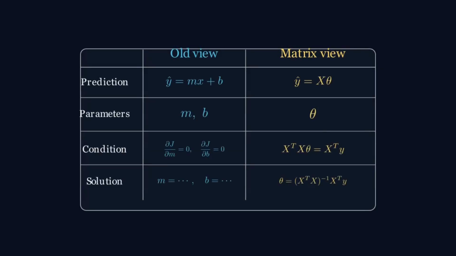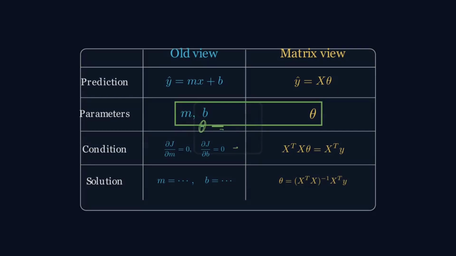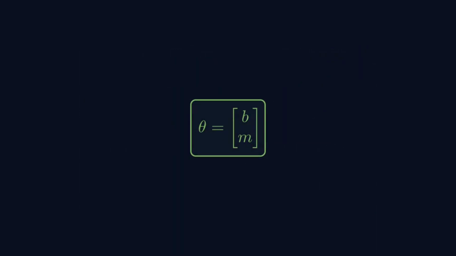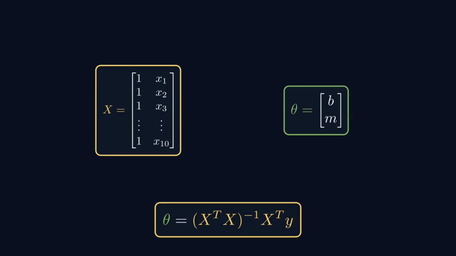And now we've written everything using matrices. Linear algebra, vectors, transpose symbols, inverses, enough to make notation feel like an entirely different problem. But here's the strange part. It's not different. Suppose we go back to our simple case, just one feature, one straight line.